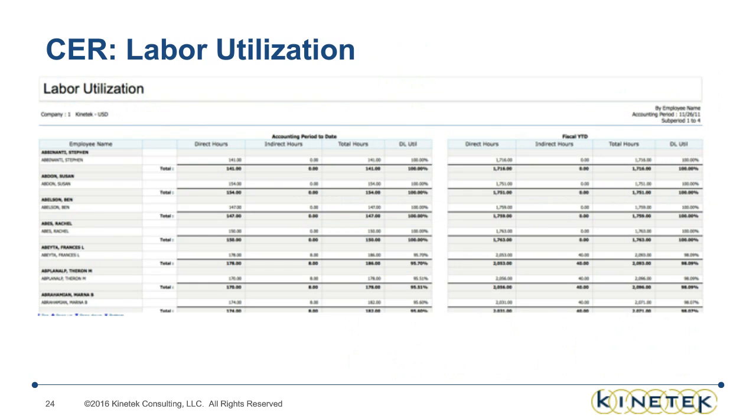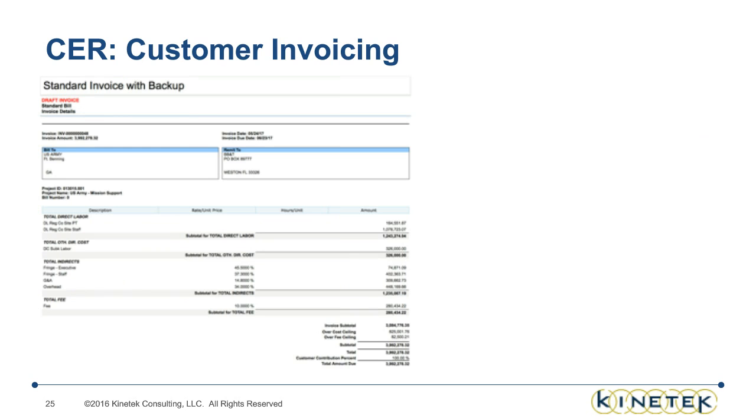We have labor utilization reports. Obviously, we want to maximize our most important resource, so we want to see how people are working towards our benchmarks for utilization. We've got customer invoicing, because sometimes getting the invoice out of Costpoint is not really catered to exactly how our customer wants to see it. So we have some canned customer invoicing in CER, and obviously we have the ability to create other invoicing templates as necessary.